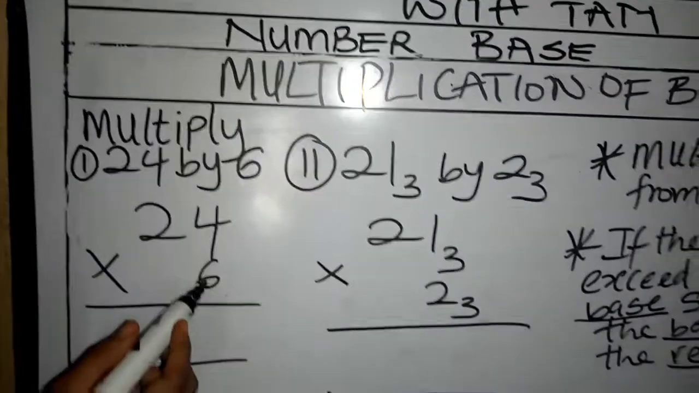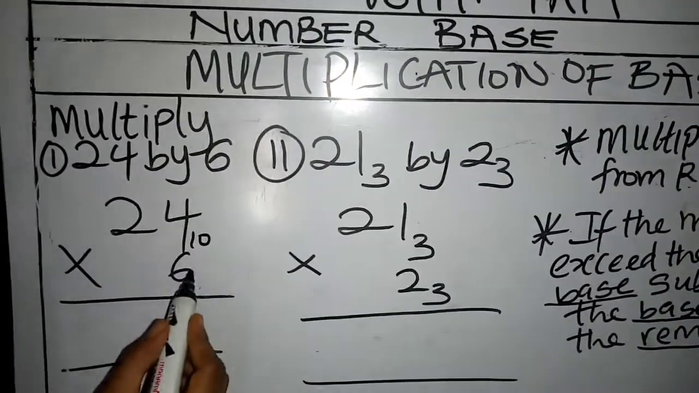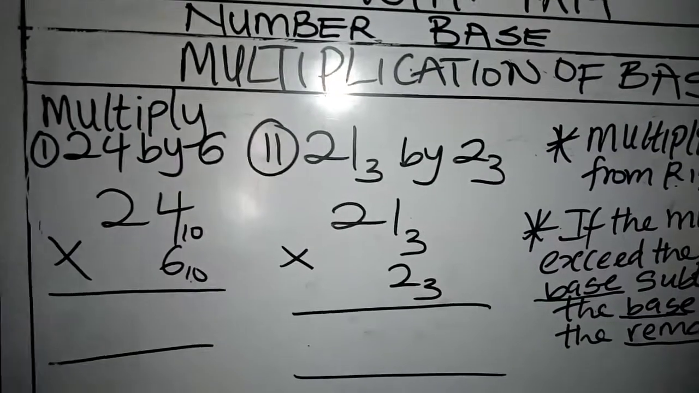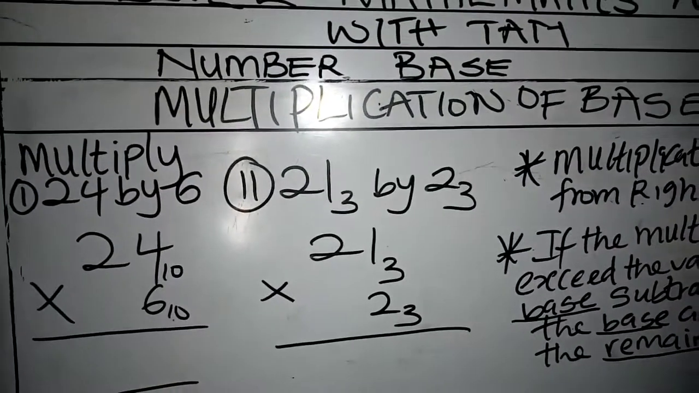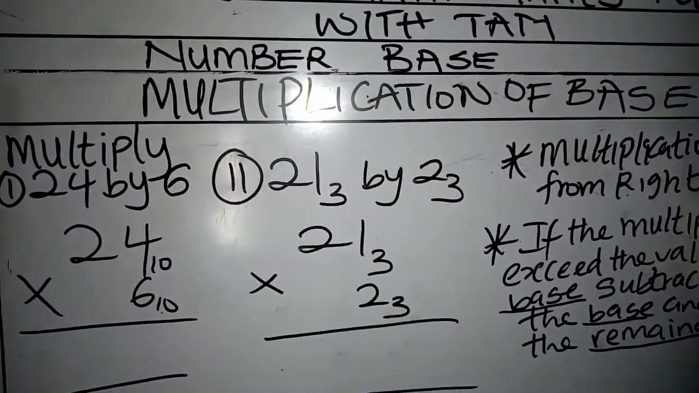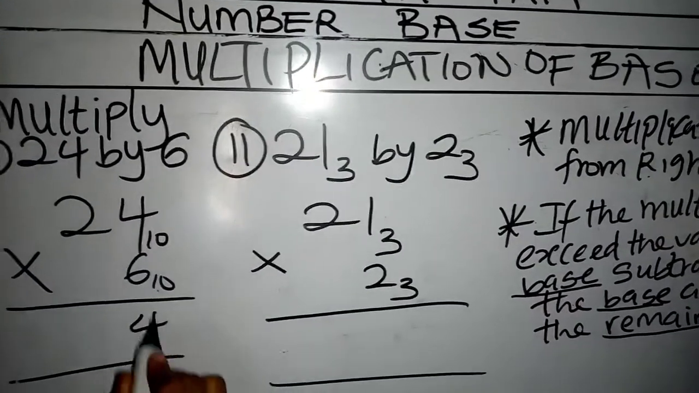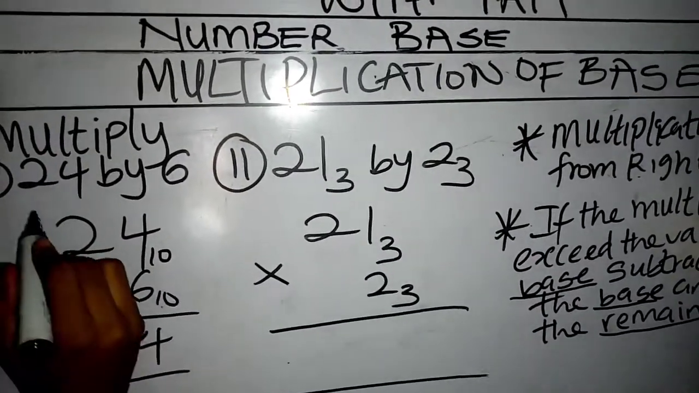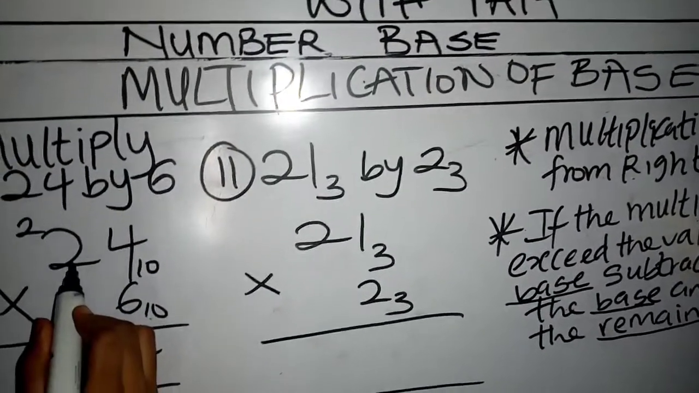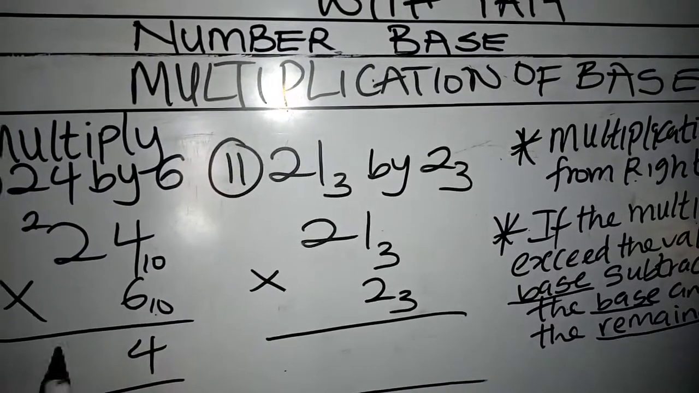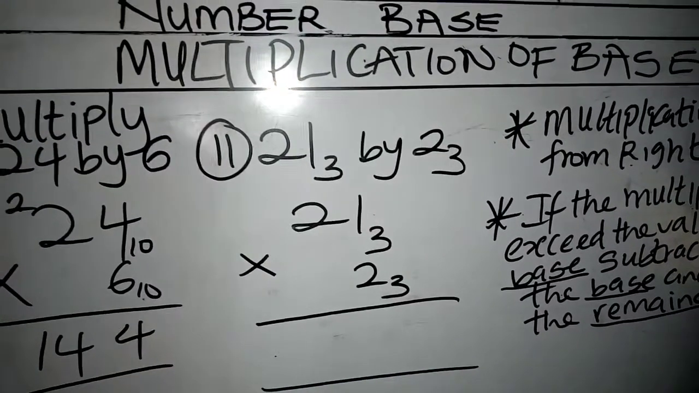Let's start from the first example. 24 multiplied by 6, they are all in base 10. Even if base 10 is not written on it and it is plain like this, it means it's in base 10. So 6 times 4 is 24. Write 4, carry 2. 2 times 6 is 12, plus 2 is 14. So your answer is 144.